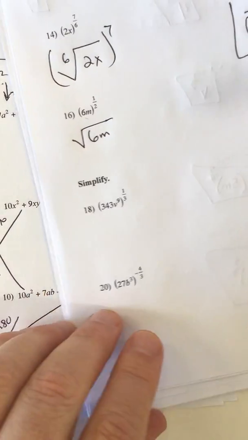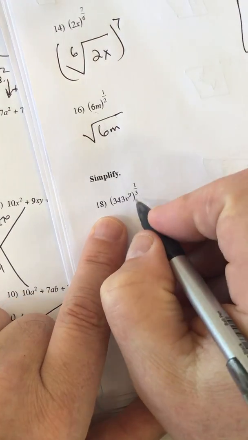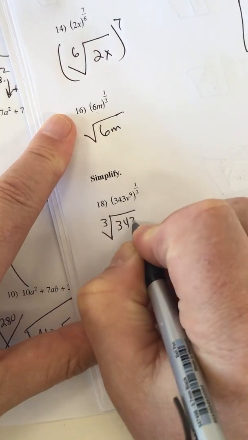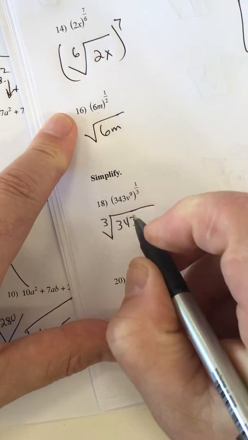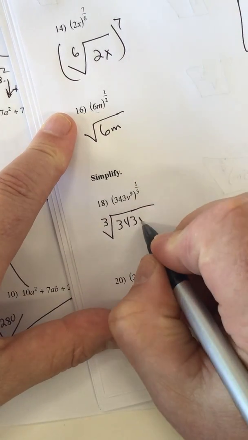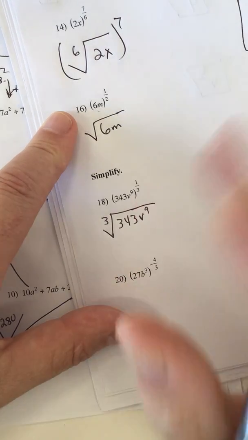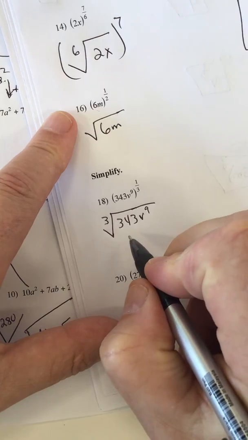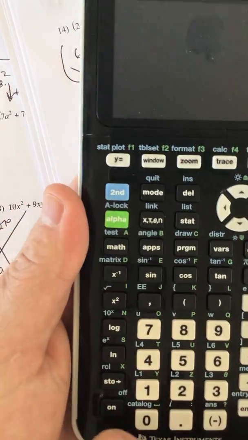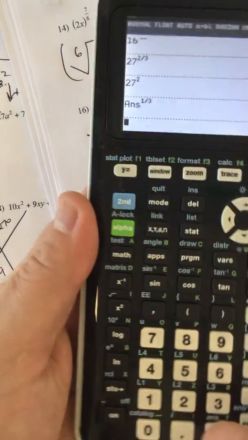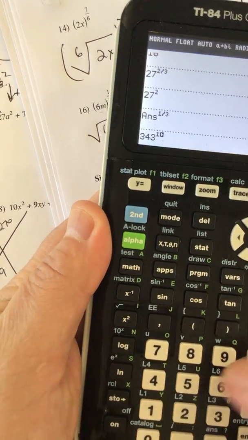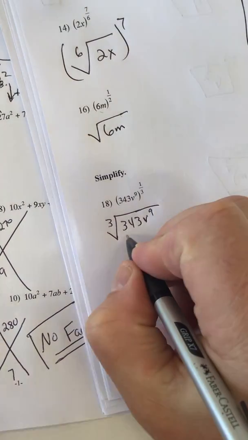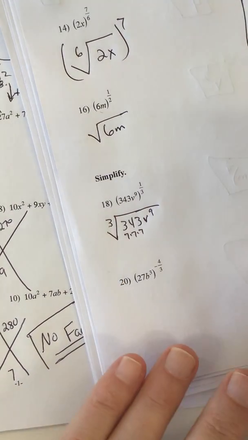Okay, so to simplify these now, so here's what we're talking about. So it's the third root of all this. So it's the third root of 343 v to the 9. Okay, so I'm looking for packages of 3. Now we want to try to do this without a calculator, so a lot of these will be non-calculator problems. So that's probably, well, that one's big enough, I'm going to actually use my calculator. 343 to the 1/3 power is 7. So that really means 7 times 7 times 7.